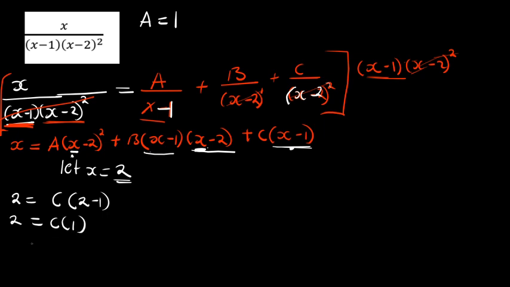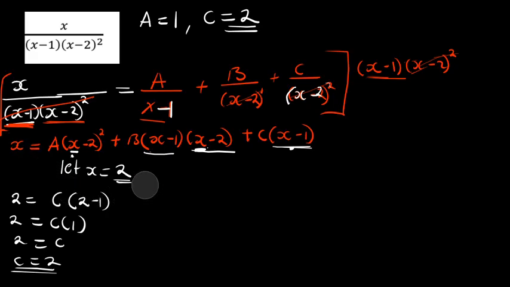Here the answer is 1. Then 2 is equal to c. So the answer c is what? 2. So that is how you answer that particular type of question. So I have c, which is 2. Then let me also go to the other one now.